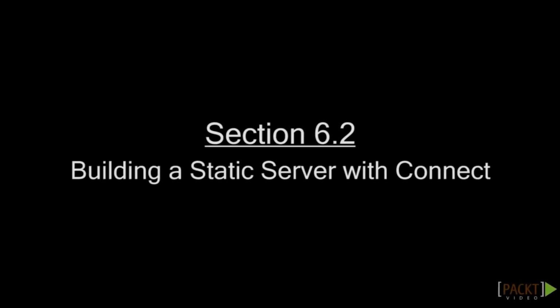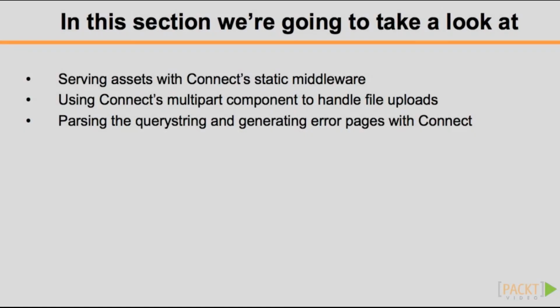In the last screencast, we used Connect to serve JSON, HTML, or plain text, depending on the content type accepted by the client. We also got introduced to the utilities bundled with Connect that can take care of tasks like logging and serving a favicon. In this screencast, we'll learn how to use Connect to simplify our static server from the last section.